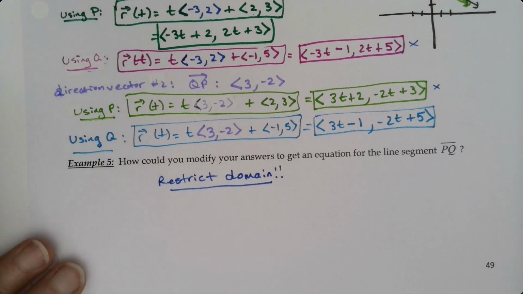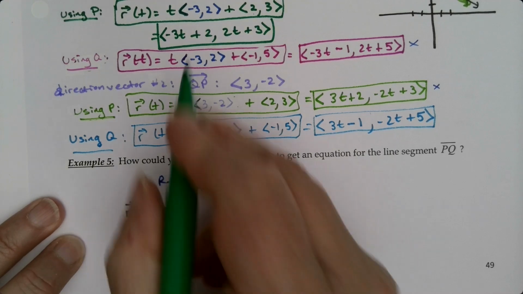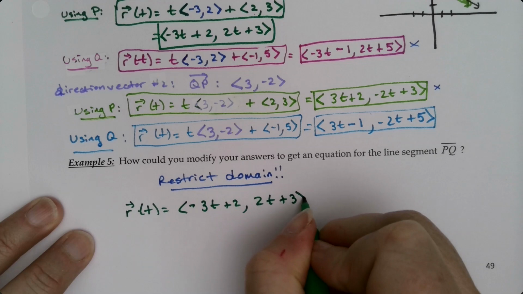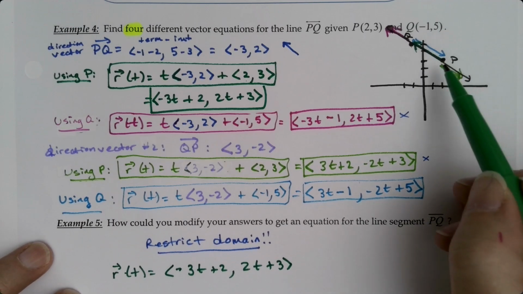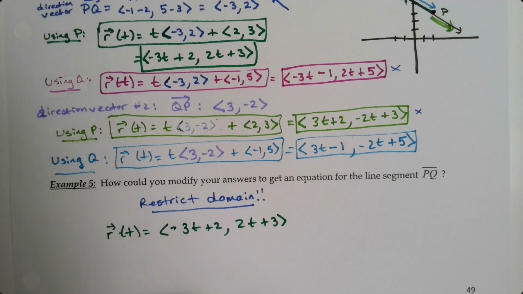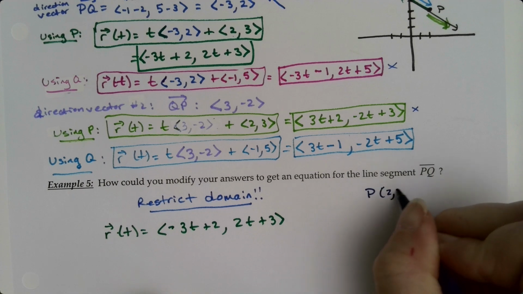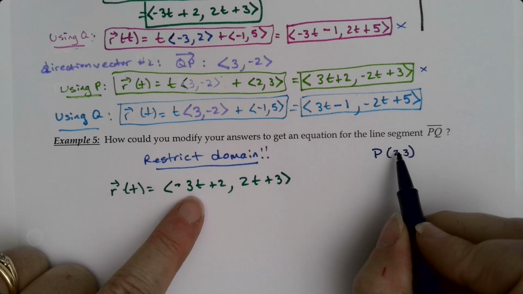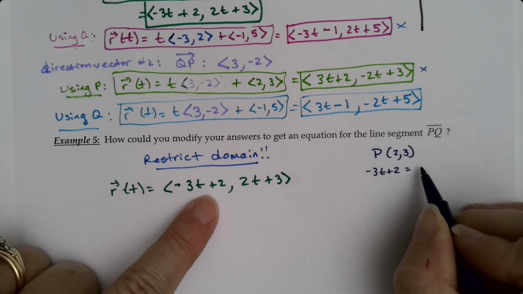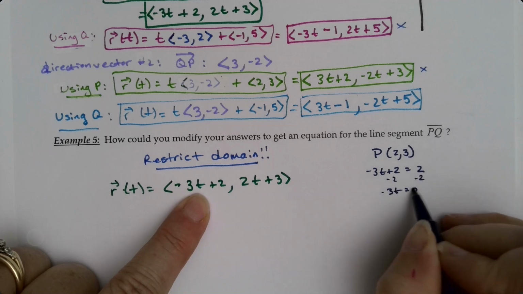So let's look at the first one. So we would go r of t equals, it was -3t plus 2, 2t plus 3. And we'd want to restrict ourselves so that we were going from point P. So let's look at what point P looks like. P is 2, 3. Okay, so think about that. If -3t plus 2 was equal to 2, because that's the x component, that would mean that negative 3t is 0, so t is 0.